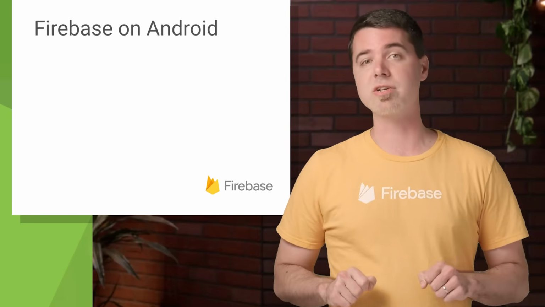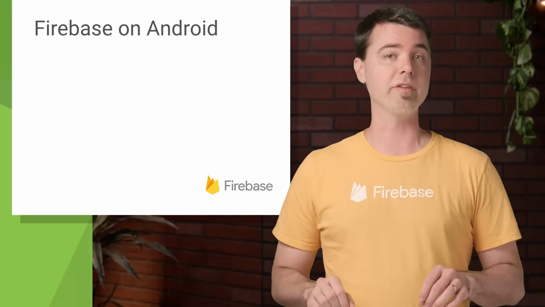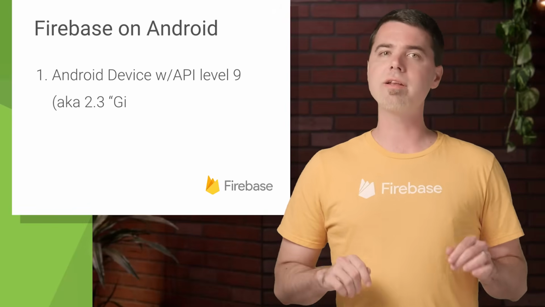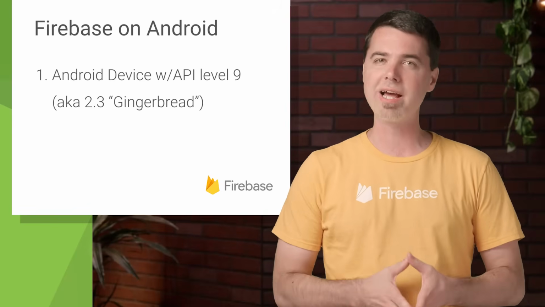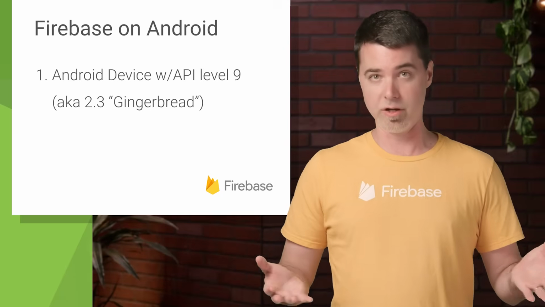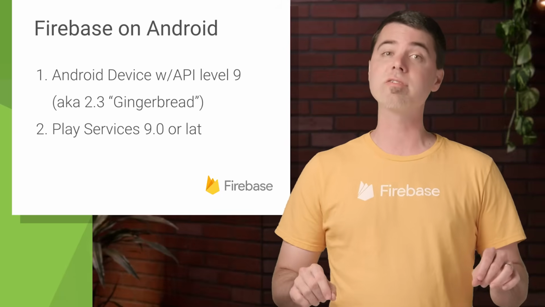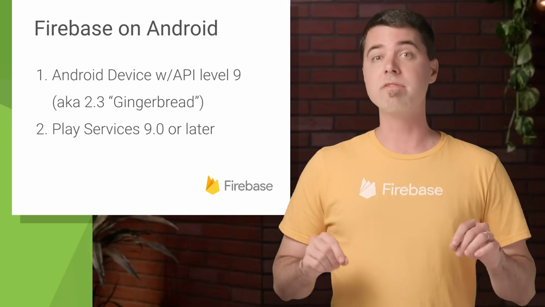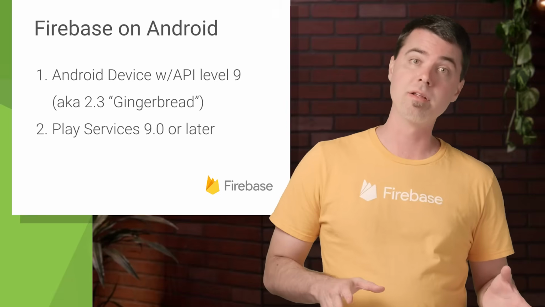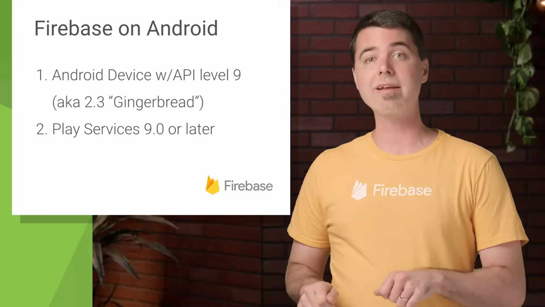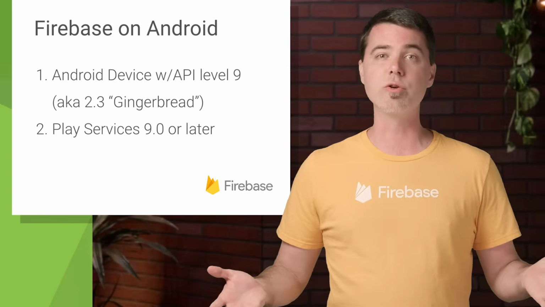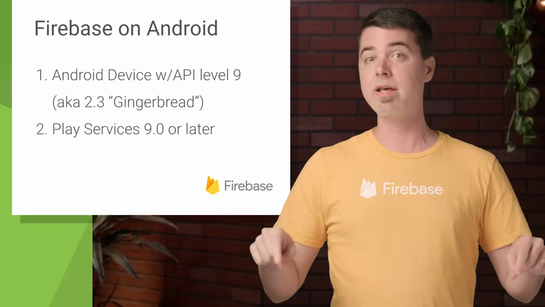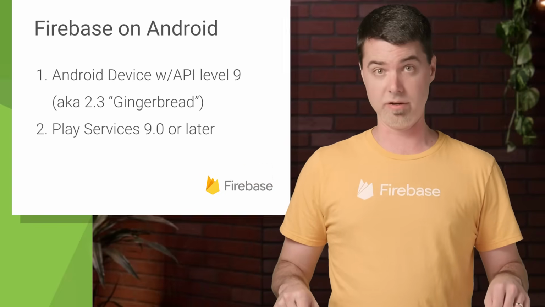Before starting with Firebase on Android, you should check to make sure you have everything you need. To run your app, you'll need an Android device or emulator with at least API level 9, which is Android 2.3, also known as Gingerbread, and that must have Play Services 9.0 or later. Physical devices should already have this update by now. But if you're using an emulator, you should get the latest update for your emulator image and make sure you're using one marked with Google APIs. This means it has Play Services installed.